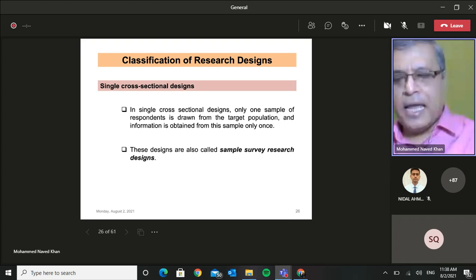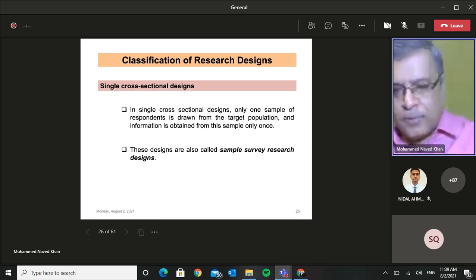We will get some feedback from the sample using that questionnaire, and it will give us a snapshot view of things as they existed at that point in time, and we expect that whatever picture will be emerging will be reflective of reality, reflective of the entire population of interest, that particular target population. So this at times is also referred to, in several textbooks, as sample survey design.